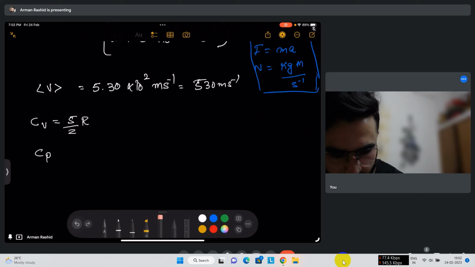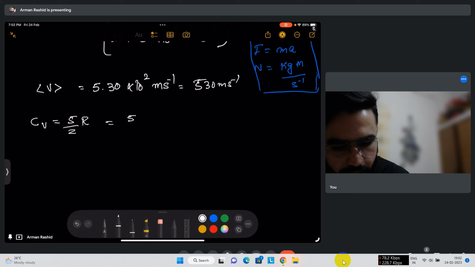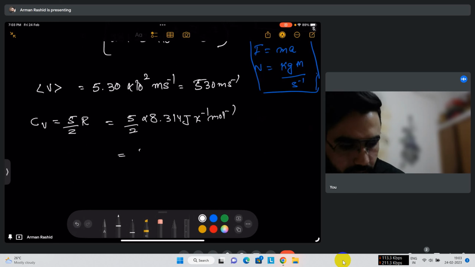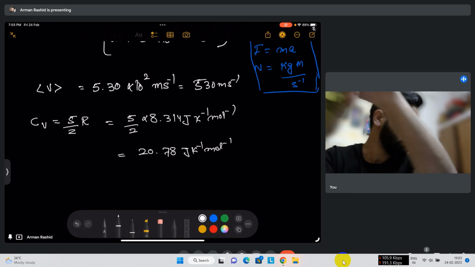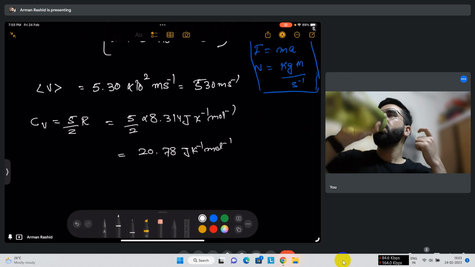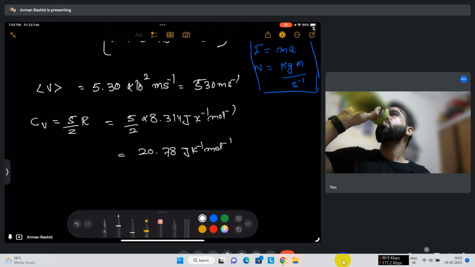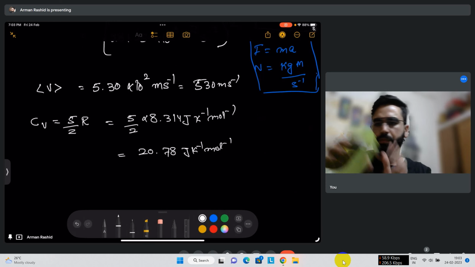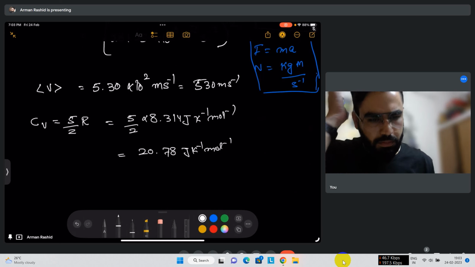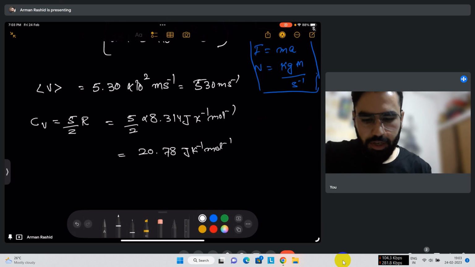So from this we know that for gases Cv is equivalent to 5 by 2 R. Okay, so we know the value of R. We'll write 5 by 2 times R, which is 8.314 joule per Kelvin per mole, that is 20.78 joule per Kelvin per mole. Now we know the value of Cv.